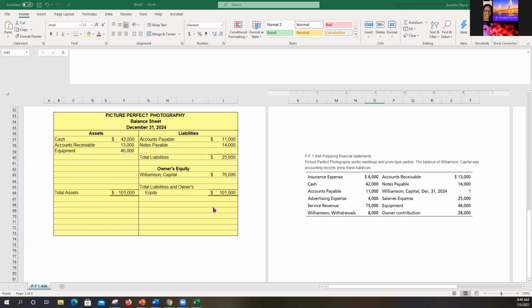Again, the accounting equation is assets equal liabilities plus owner's equity. Your total assets is $101,000. Total liabilities is $25,000. Capital is $76,000. Okay, so when you add these two, the liabilities plus the owner's equity, you get a total of 101. So your assets is equal to your liabilities plus owner's equity.